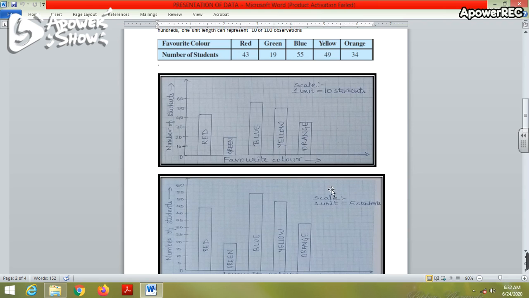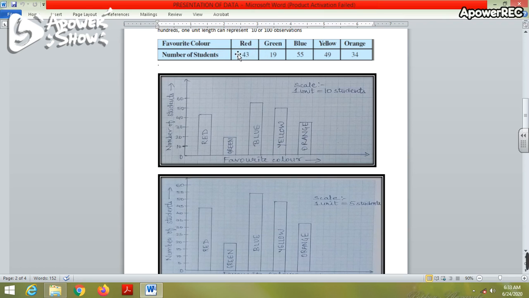Although they both are presenting this set of observations, one of them is the most appropriate presentation of this set of observations. So let's see. Here 43 students are having red as their favorite color, or you can say the number of students whose favorite color is red is 43.